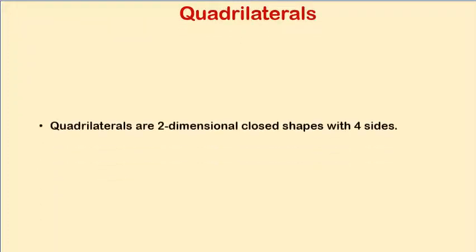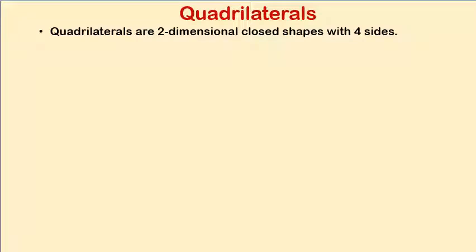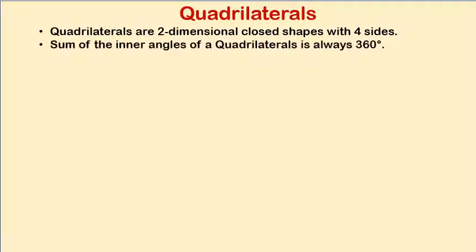Dear children, you all know what quadrilaterals are, right? Yes, quadrilaterals are two-dimensional closed shapes with four sides, and we have learned that the sum of inner angles of a quadrilateral is always 360 degrees. And we have seen different kinds of quadrilaterals. Let us see the names of these quadrilaterals once more.